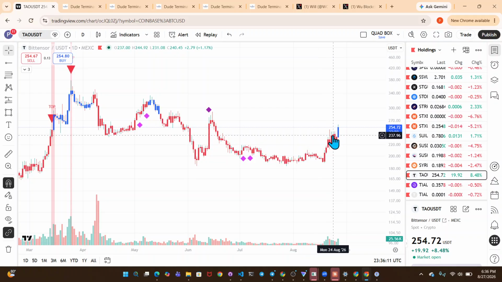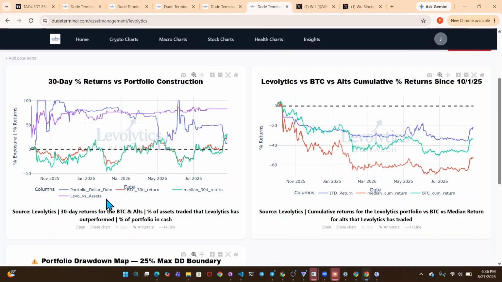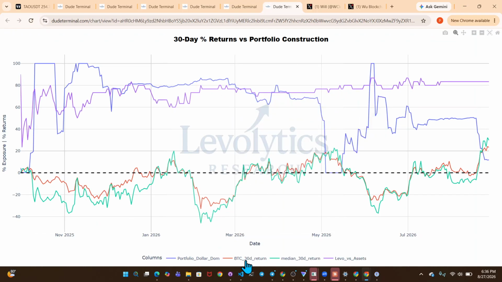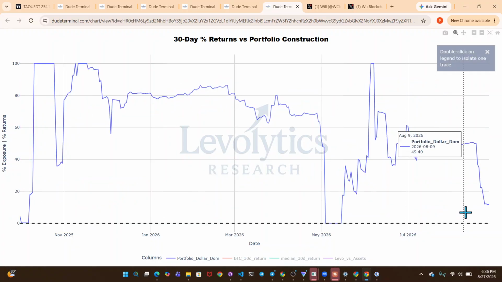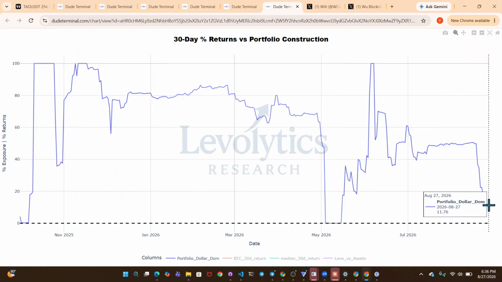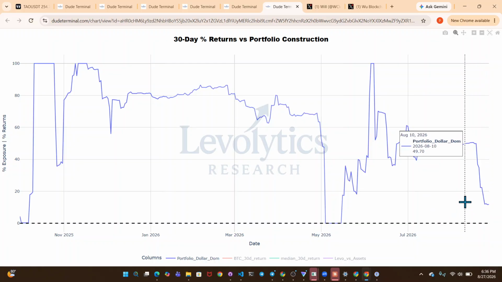But honestly, for the time being, I'm probably not going to touch it for the simple reason that, as you guys know, the Levelytics book is only, let's open this up really quick. Going into today, the Levelytics book was only 12% cash, and I clipped off 4 to 5% of this into Athena. So basically non-existent cash position.